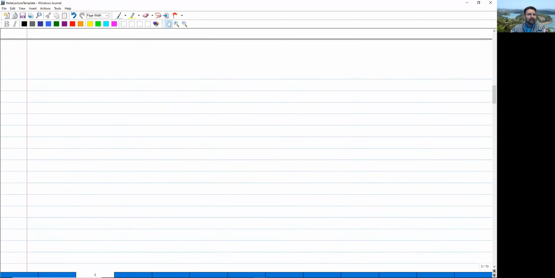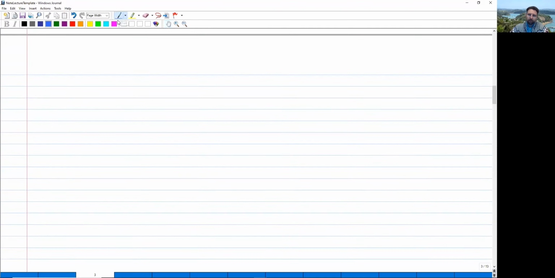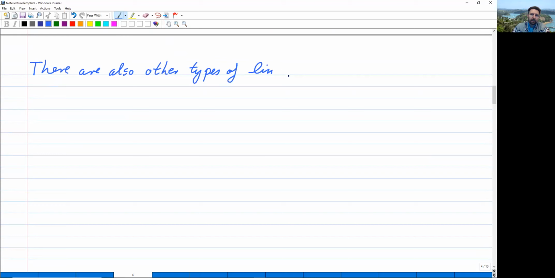Matrices are not the only linear maps. There are also other types of linear maps. And we don't want to bet on the wrong horse, right? We solve these matrix equations and then maybe that's not what nature does. So let's see what other linear maps there are.